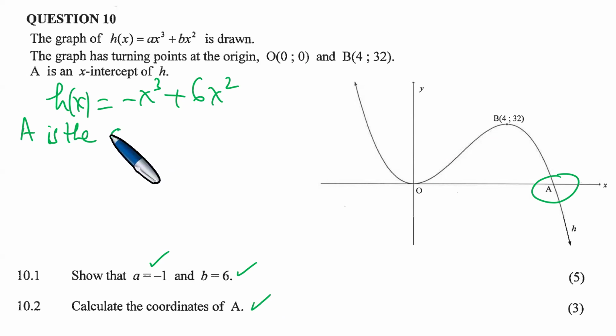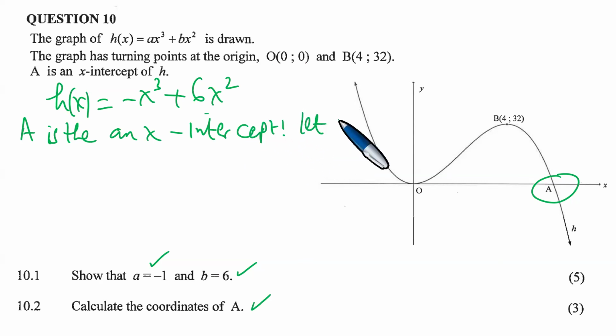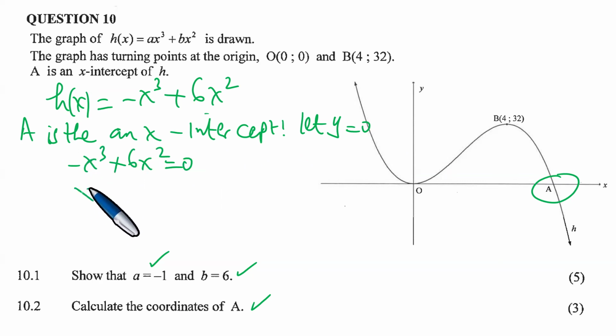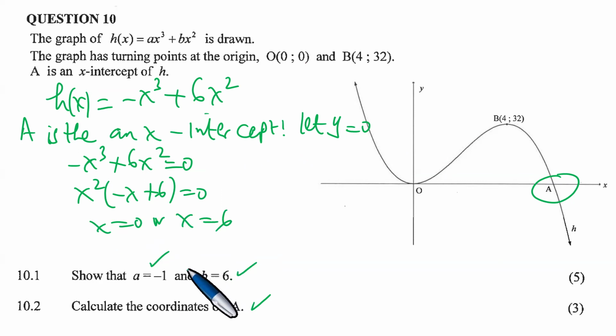A is an x-intercept. How do you deal with the x-intercepts? You let y be 0. Minus x cubed plus 6x squared equals 0. Pull out x squared, and we have minus x plus 6 equals 0, which means x is 0 or x equals 6. So we want to find the coordinates of A: when x is 6, y is 0. Those will be the coordinates of A, for the 3 marks.